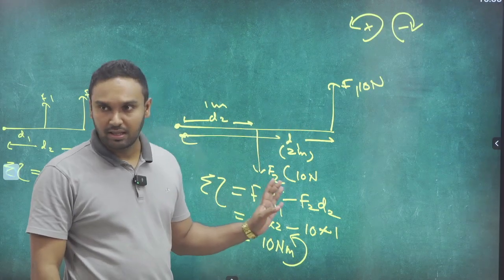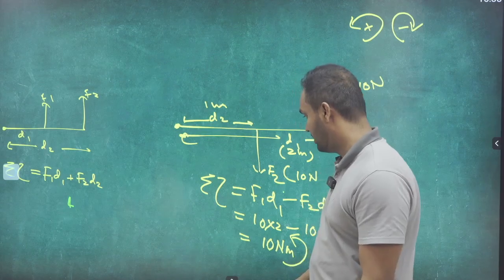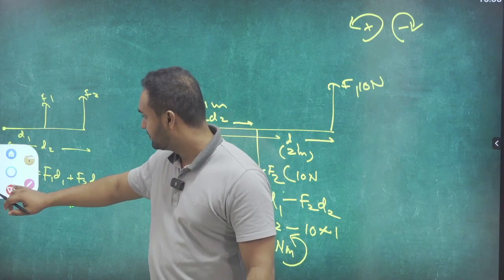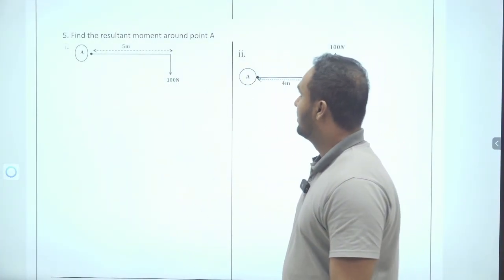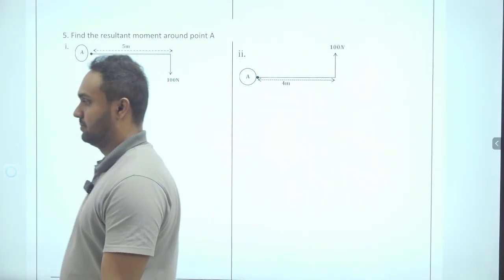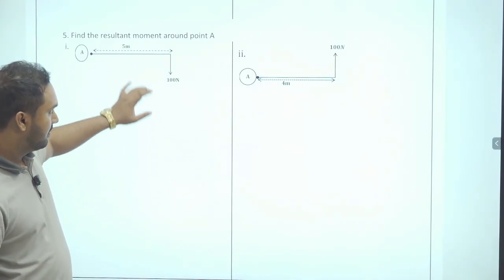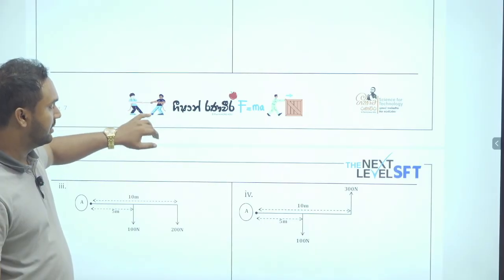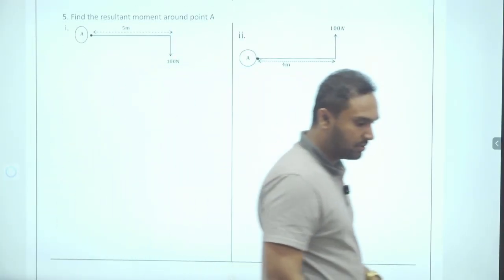You get the whole theory, right? This is the basics of simple rotations or the moments. Now check this one. Find the resultant moment around point A. Do the first 4 calculations quickly. Don't take time.